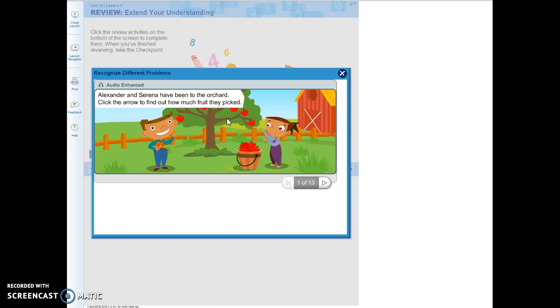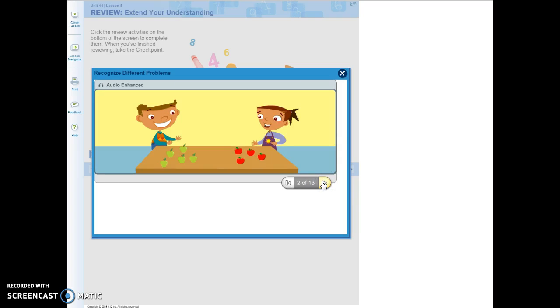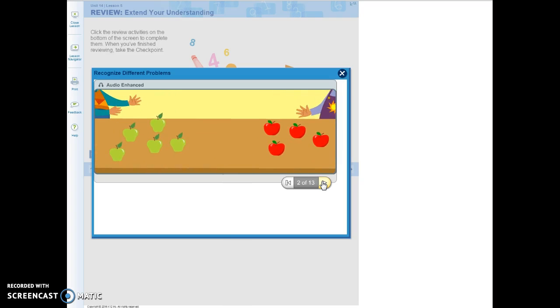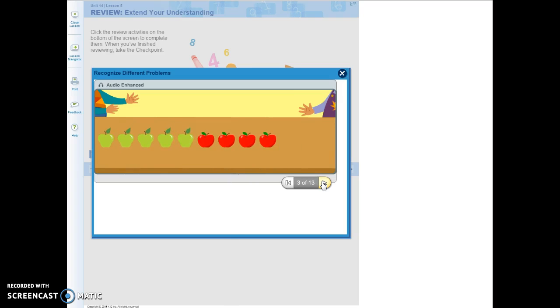Recognize different problems. Alexander and Serena have been to the orchard. Click the arrow to find out how much fruit they picked. Alexander has some apples. Serena gave him some more apples. He wants to figure out how many apples he has now. Click the arrow to find out more. I want to find out how many apples I have now. I can count them all. 1, 2, 3, 4, 5, 6, 7, 8, 9.